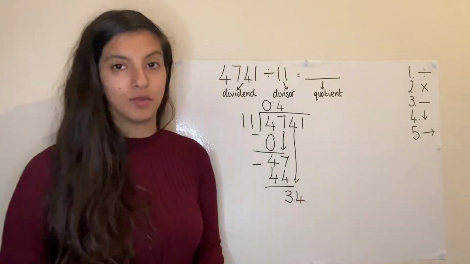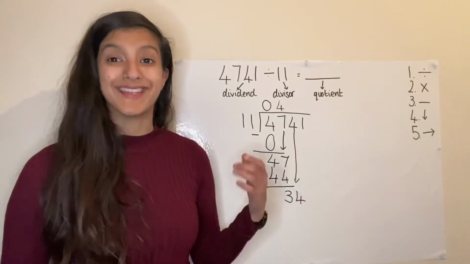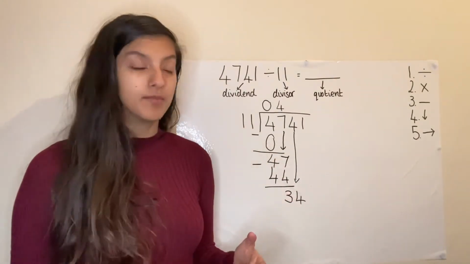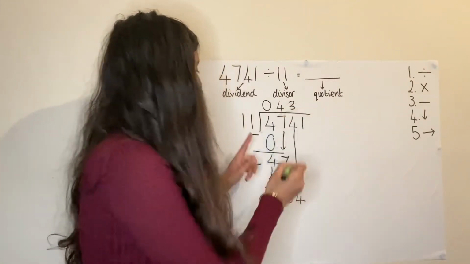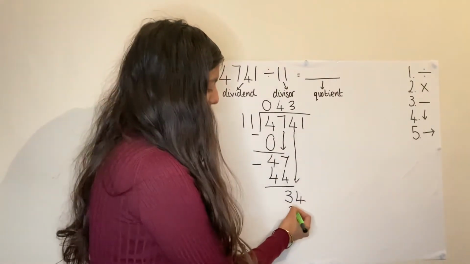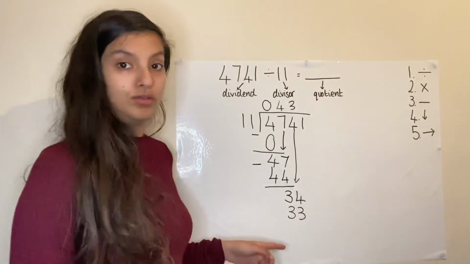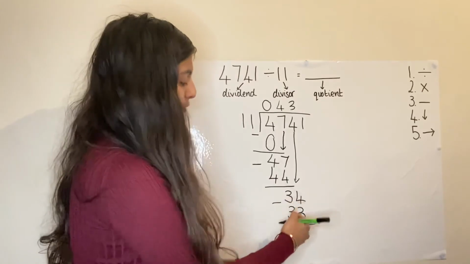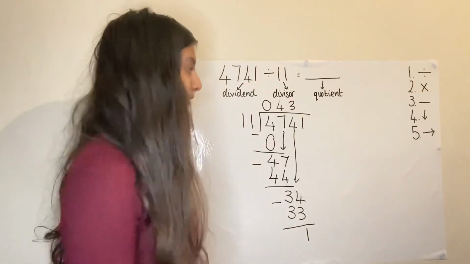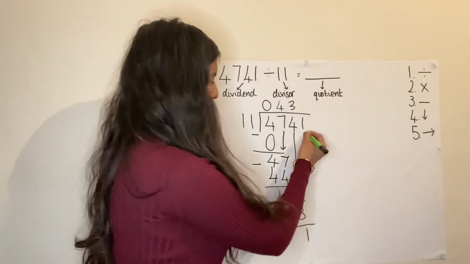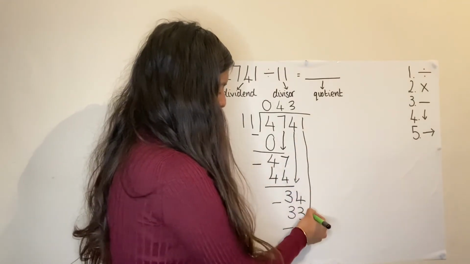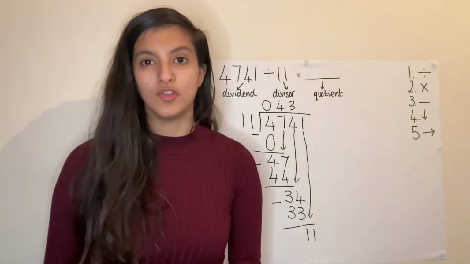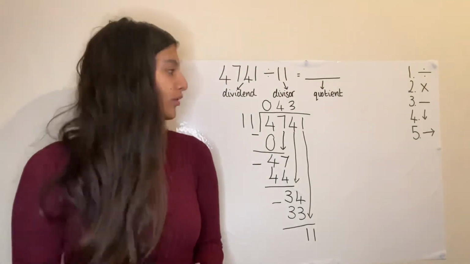leaving me with 34. Now I've got to check how many times does 11 go into 34. 11 goes into 34 3 times, because 11 times 3 is 33. So that's step number 2. Step number 3 is to subtract both of these numbers. 34 take away 33 is 1. And my next step, which is number 4, is to drag the next number down, which makes it 11, and then I need to do step number 5, which is to go all over again.